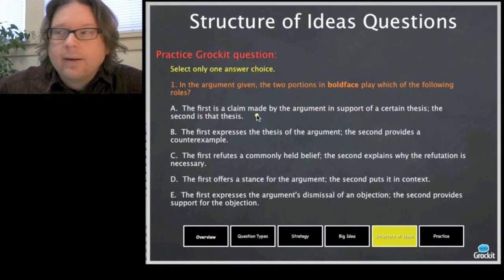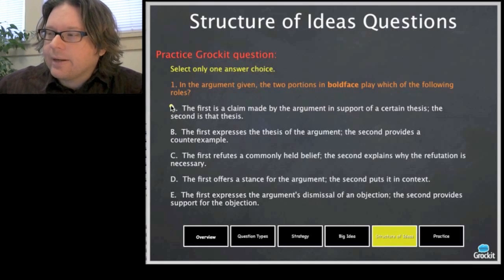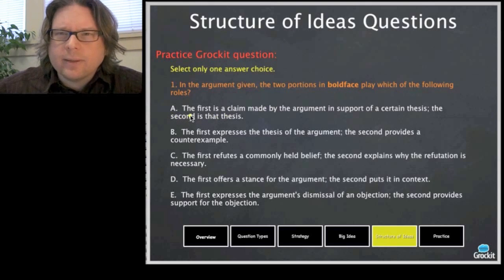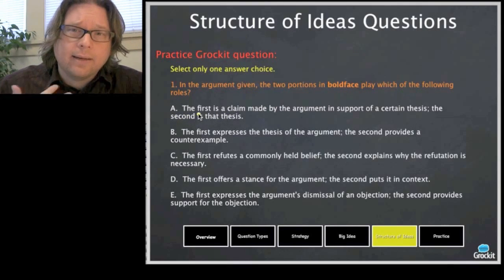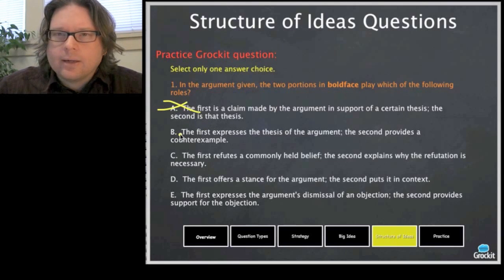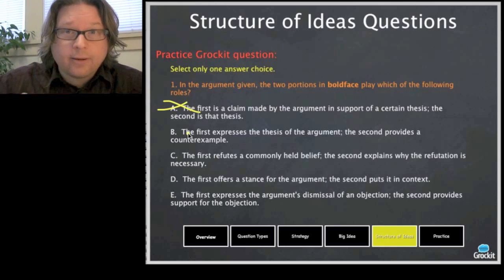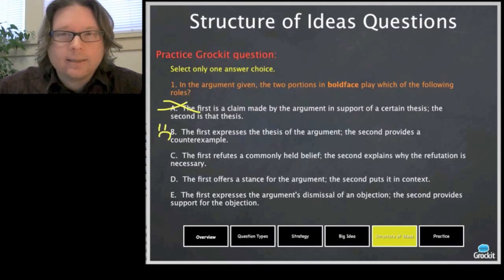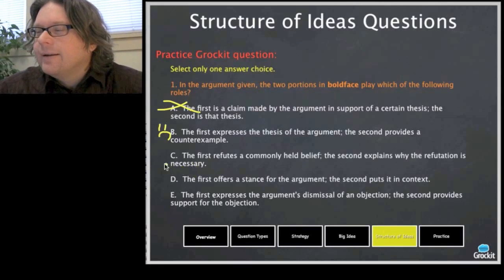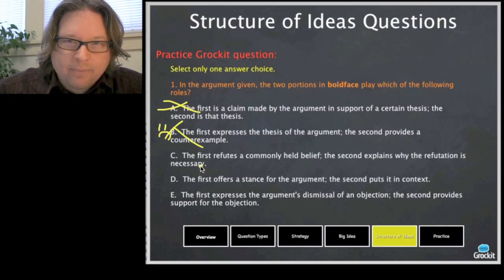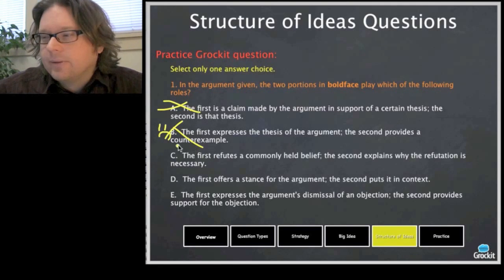So let's. All right. A, the first is a claim made by the argument in support of a certain thesis. That sounds good. The second is that thesis. No, the second thing was really supporting the idea that he was revolutionary, so it's not going to be A. The first expresses the thesis of the argument. Maybe, this is something the author believes. The second provides a counterexample. Oh my gosh, no. It's totally there to support the main thing. So not B. C, the first refutes a commonly held belief. I'm just going to stop there. It's not refuting a commonly held belief.